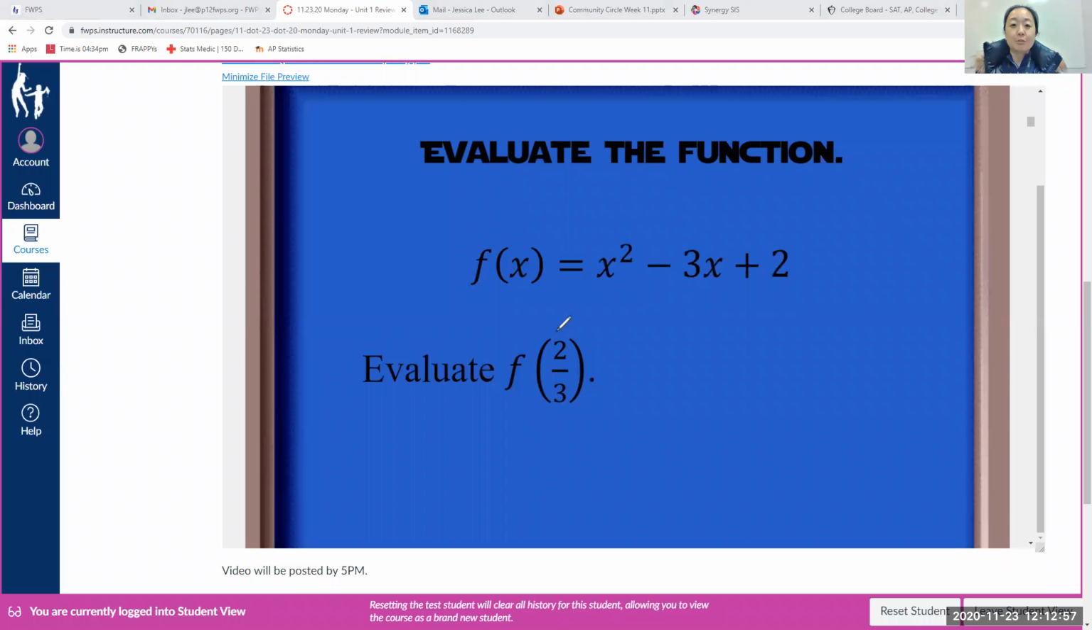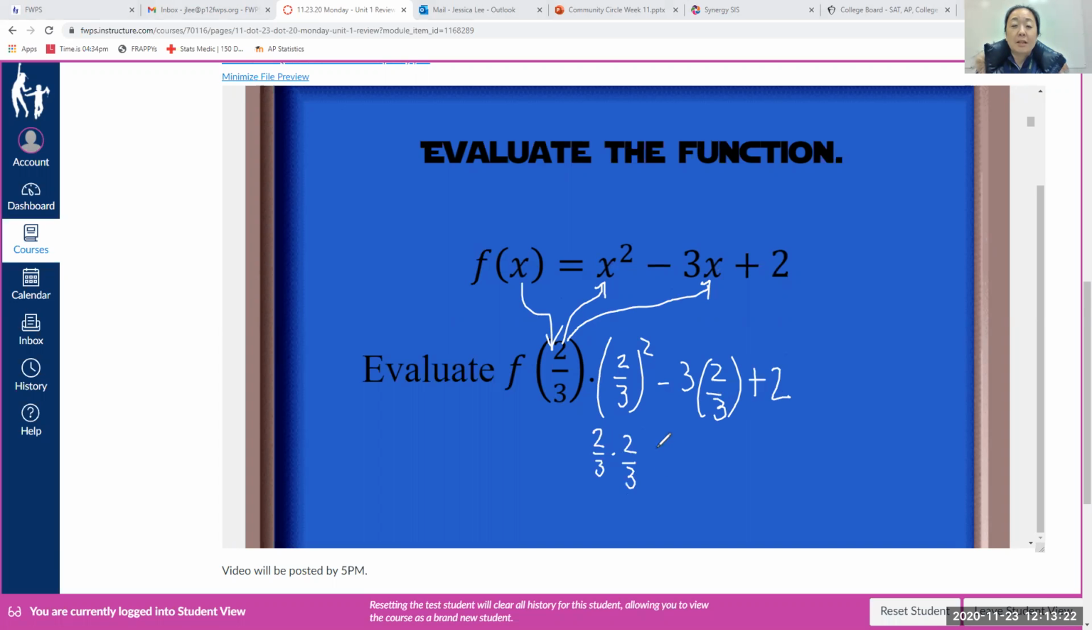So anytime we see an x, we're gonna put in a 2/3 in there, right? Because this x is here, so we're gonna put 2/3 there, 2/3 there. So it's gonna be 2/3 squared minus 3 times 2/3 plus 2. All right, remember this means 2/3 times 2/3, right? So if you need that little extra help there, just like that, minus 3 times 2/3 plus 2.